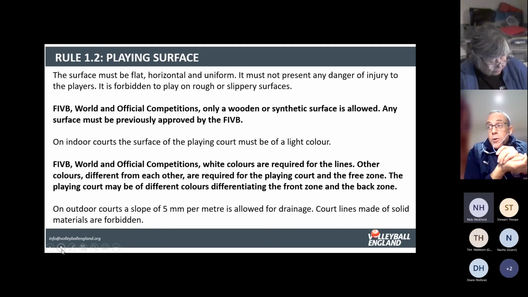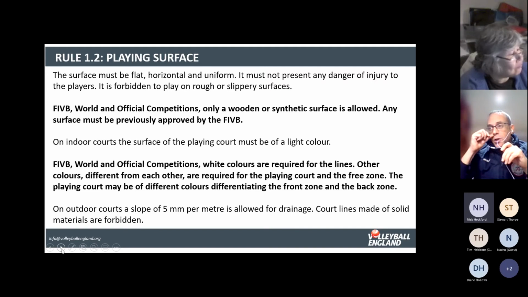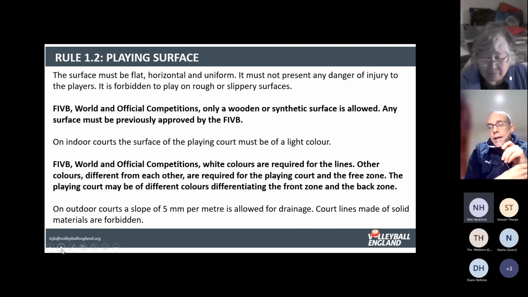The FIVB says that indoor courts, the surface of the court should be of a light colour, and this is where they're making the distinction to say that the court is one colour and the free zone is another. I wish that were so in many of the sports halls that we work in, but all you need to do is make sure that you identify what the playing court is and what the line colour is that you're using. Now, for official competitions, white is the colour for the lines, but obviously in sports halls that have multi-sport markings, you just need to make sure that you can pick out the volleyball court colour, and you can focus on that colour and that court within the floor.